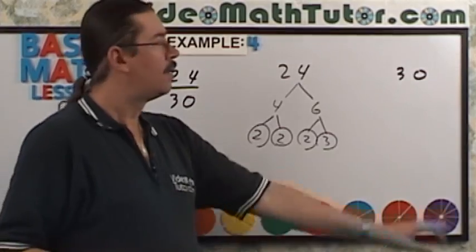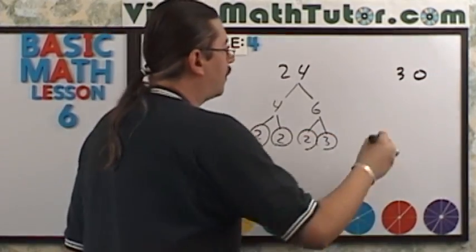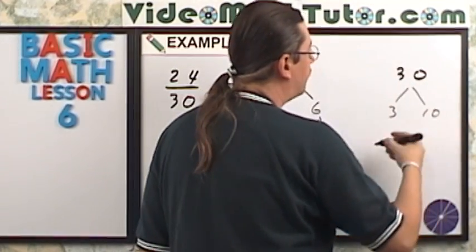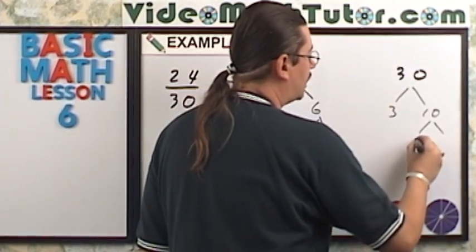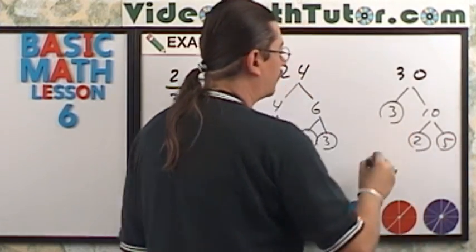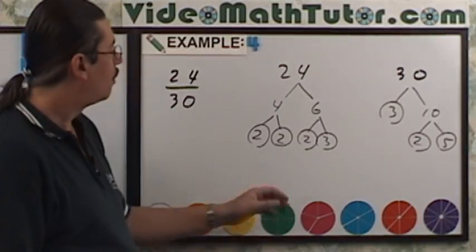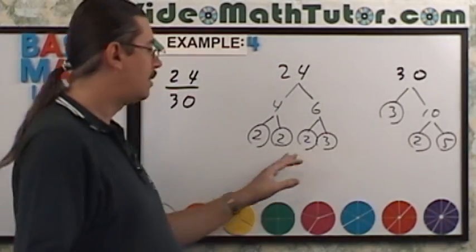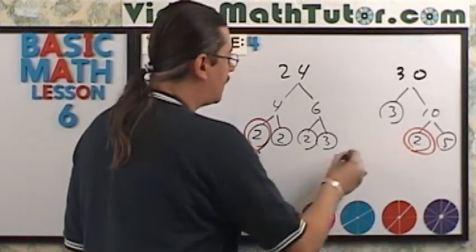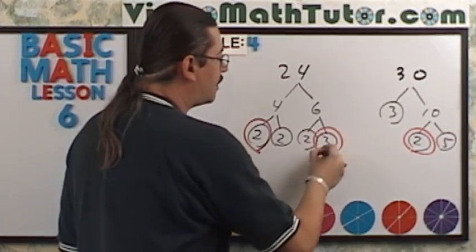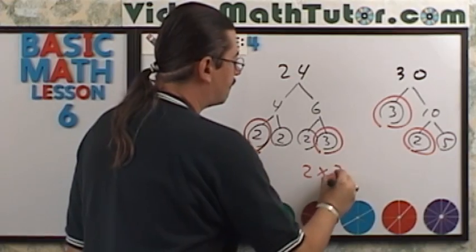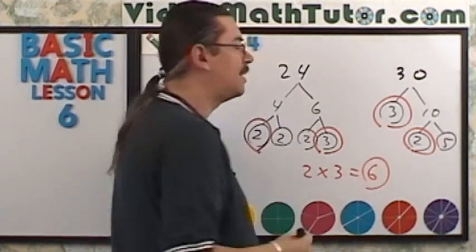All right? Now, what about 30? How about, I see a 3 and a 10 right away. And then the 10 can be broken down into 2 times 5. So now we want to look at, well, what do they have in common? Well, I see a 2 right here, and there's a 2 right there. And there's a 3 here, and there's a 3 there. So, aha, 2 times 3 is 6, and that is my GCF.